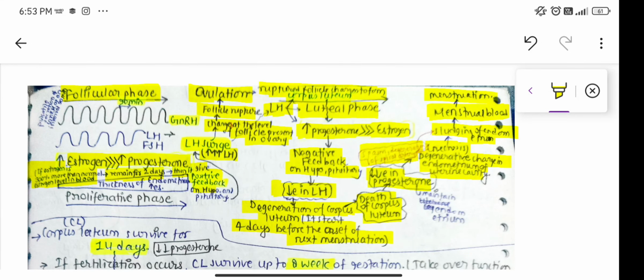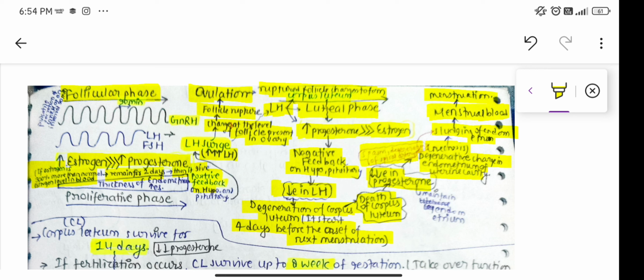In a menstrual cycle we have two phases: changes occurring in the ovary, and changes occurring in the uterus. In the ovary there is the follicular phase, where follicles mature and are converted into the Graafian follicle. Finally ovulation occurs at the 14th day. After that there is formation of the corpus luteum, that is the luteal phase, and that corpus luteum causes changes in the endometrium, that is the uterine phase.